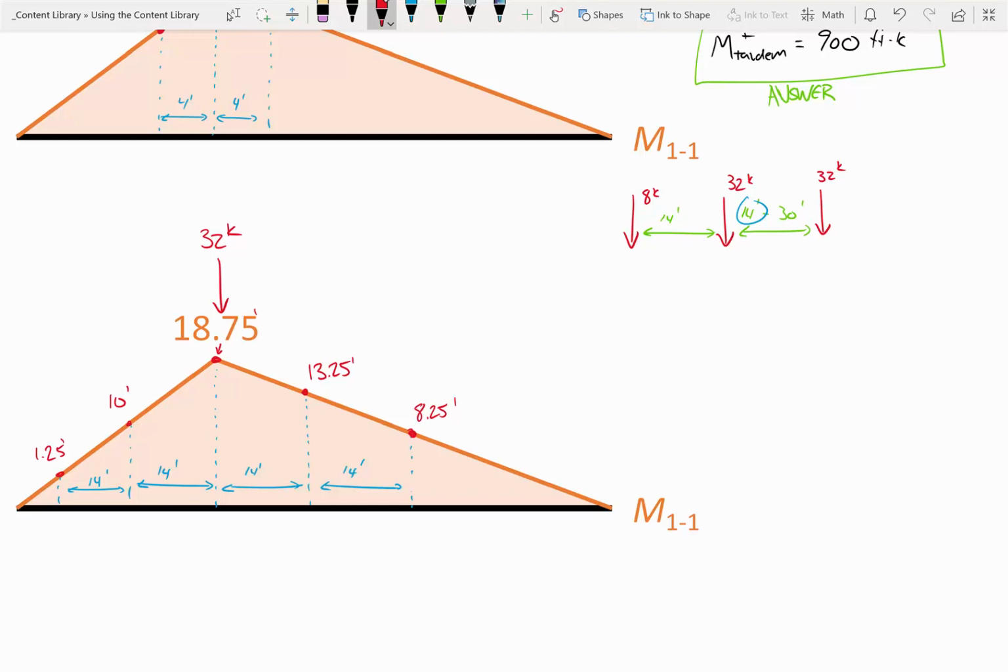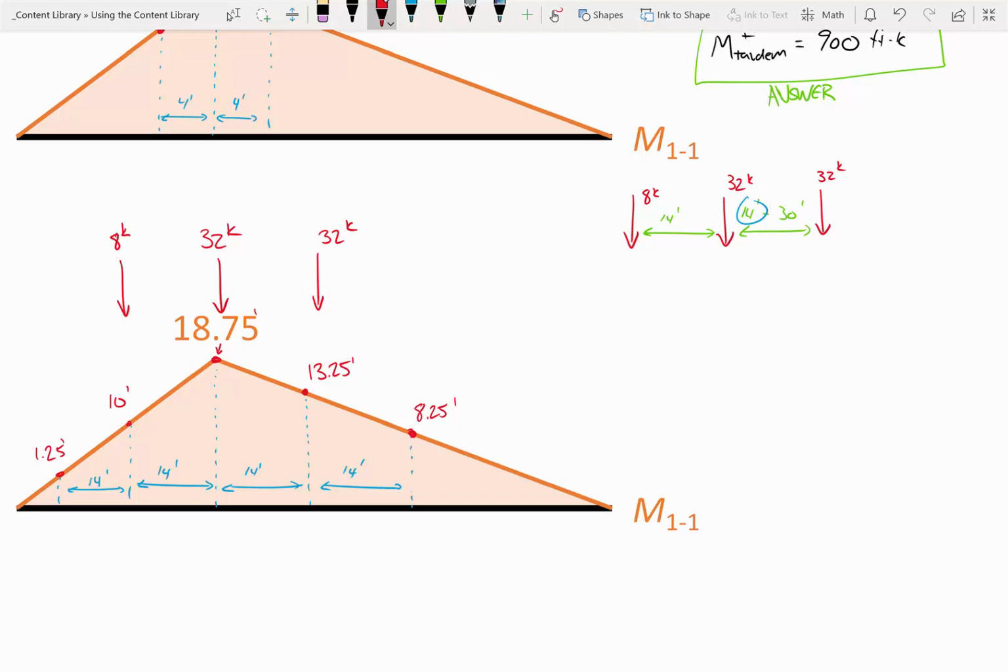My apologies. Okay. So, I've got my 32 kips on my highest index. What's my next highest index? It's the 13.25. I'm going to put a 32 kips there. Okay. Then I look at my remaining indices. What's my next highest index? It's not over here. It's not the 8.25. It's the 10. So I'll put my 8 kips there.